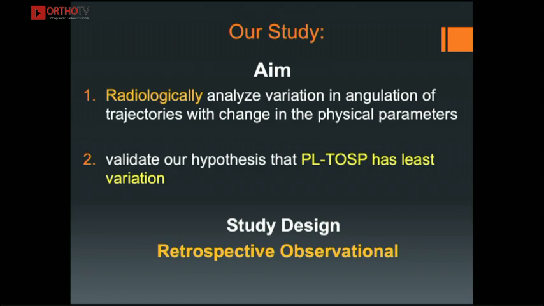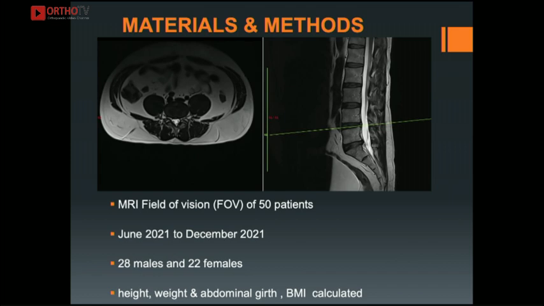And thus, this is the radiological study where we analyzed the angular trajectory of various skin entry points, and we postulated that PL-TOSP has the least variation. This is a retrospective observational study. In this study, we gathered MRI FOVs of 50 patients, including abdominal perimeters. So weight, height, abdominal girth, and BMI were calculated.